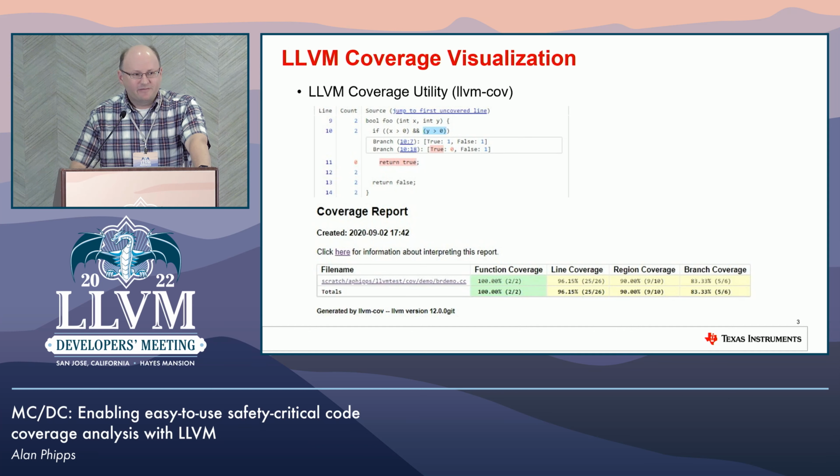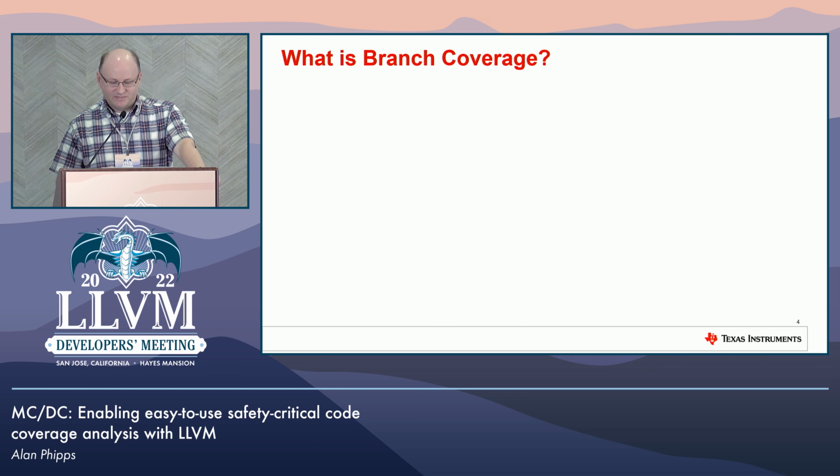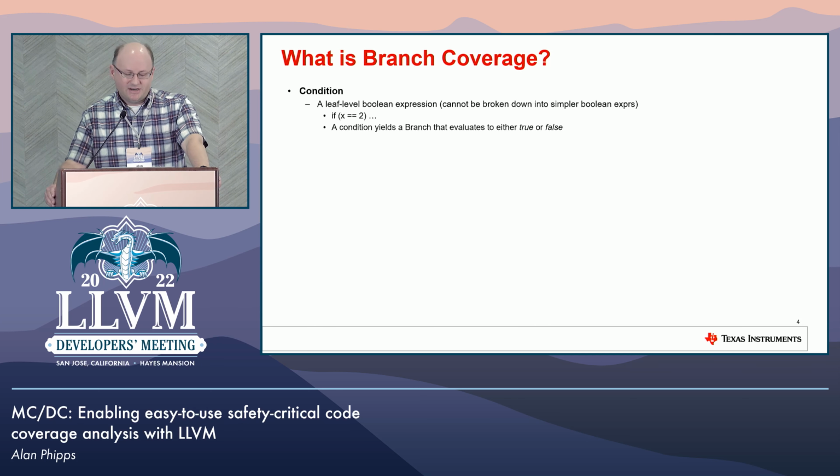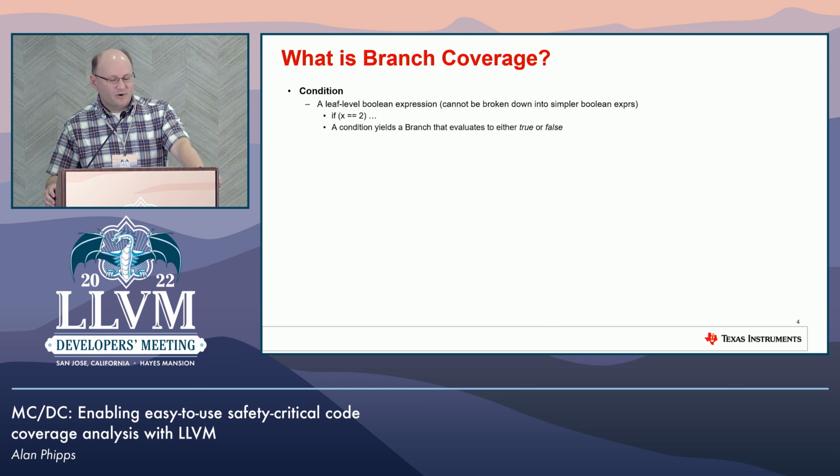Now, I mentioned branch coverage, which was added early last year. So in order to really understand MCDC, we've got to recap what that is a little bit. What is branch coverage? Branch coverage pertains to testing conditions in your code. So in this case, a condition is a leaf-level Boolean expression that can't be broken down further into simpler expressions. So if we have an if statement like this one, where x is checked to be equal to 2, that's a single condition. And in the code, a condition yields a branch instruction, and the condition can evaluate to either true or false, which affects the branch.